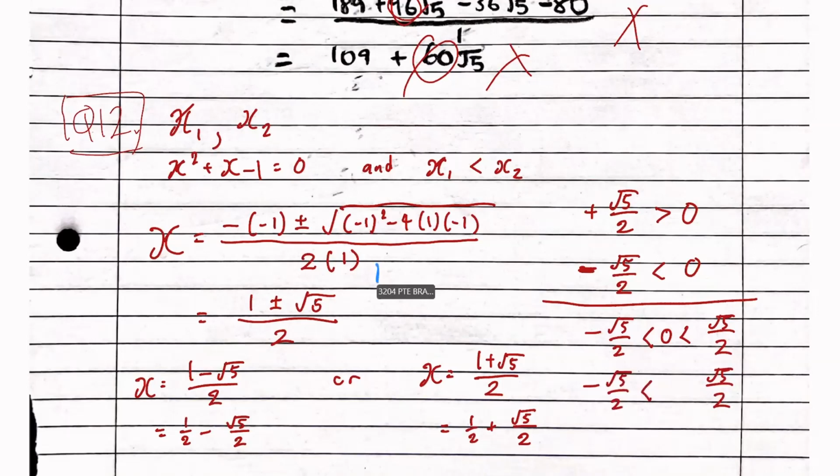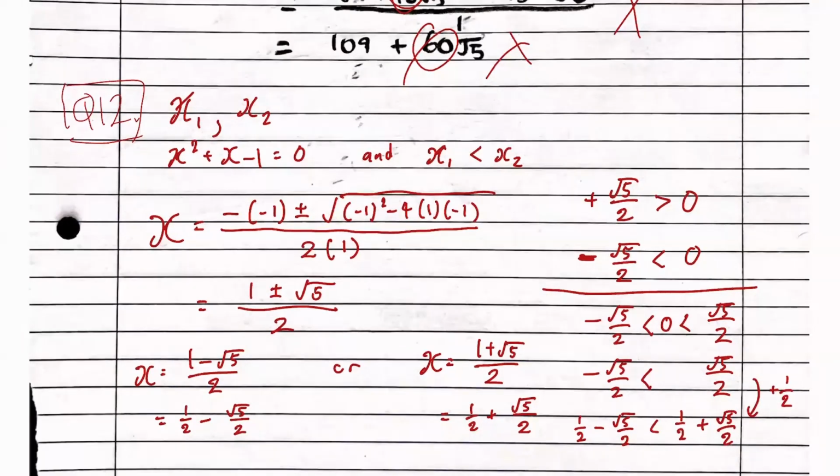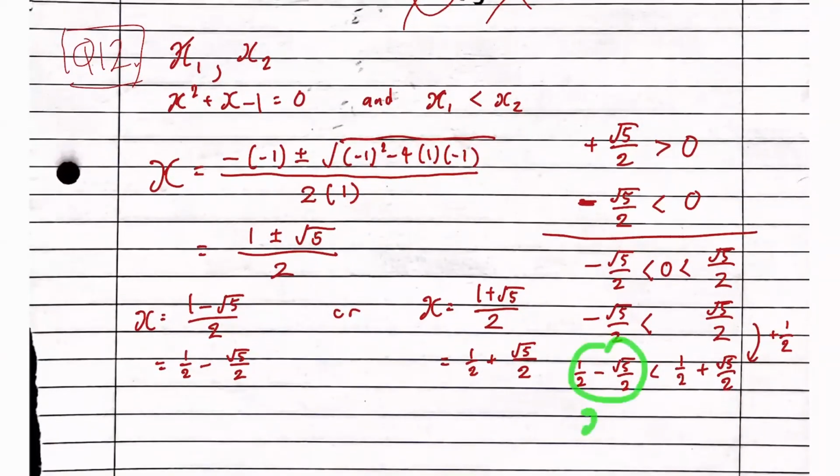But there's an extra plus half, right? Can you see the plus half? Yeah. So you can add half to both sides of this equation. Then you get half minus square root 5 over 2 less than half plus square root 5 over 2. I'm just adding half to both sides. And there you go. You found out that this x is smaller than the other x on the right.